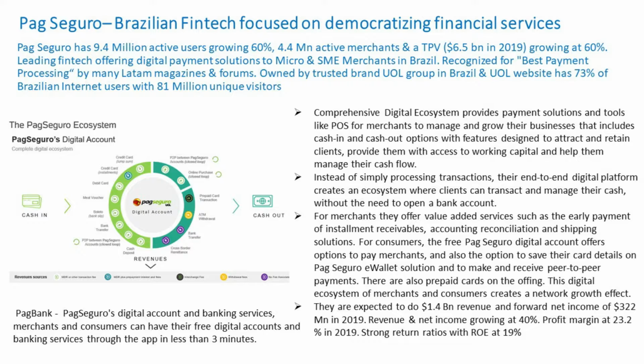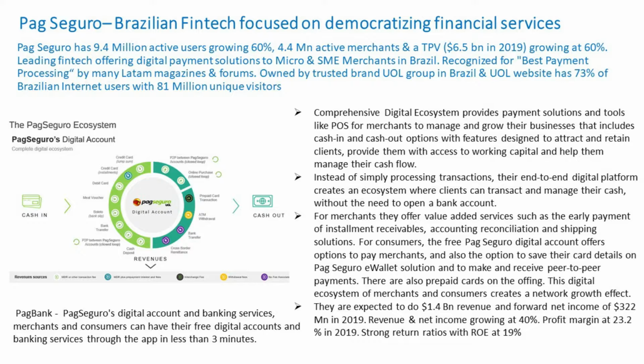The merchants can manage their cash flows, the consumer can get lending, the transfers can be done immediately, the settlement can be done quickly, the accounts can be set up in no time digitally. So this is a significant network effect and a huge advantage for the merchants and the consumers with the value added services. So for merchants, they offer value-added services such as early payment of installment receivables, accounting reconciliation, shipping solutions, and for consumers, the free PagSeguro digital account offers options to pay merchants and also the option to save their card details on the PagSeguro e-wallet solution, which makes P2P payments very easy, like the Squares of the world.